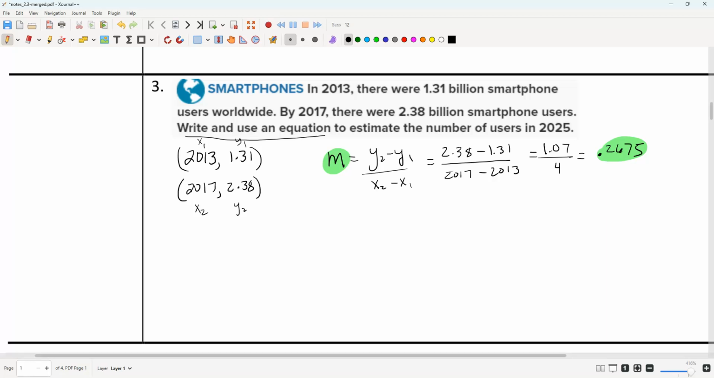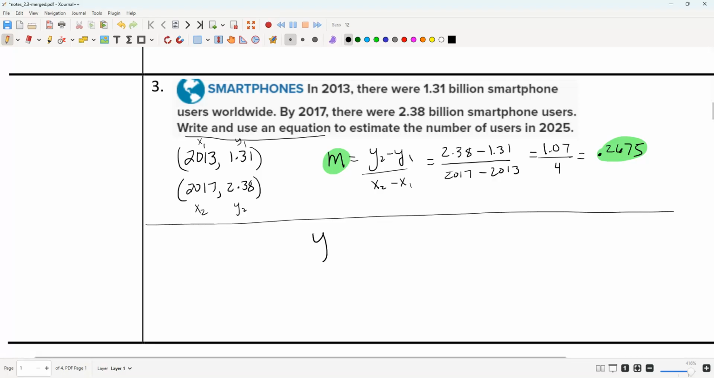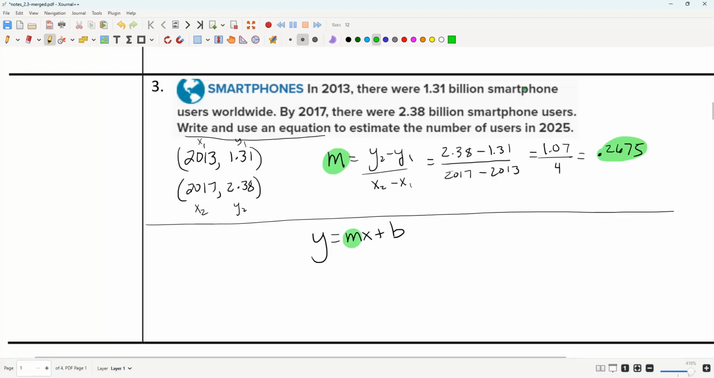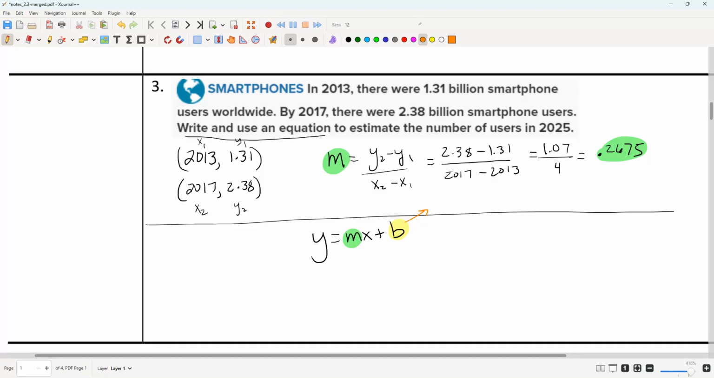So with this, there's a couple different ways we could go. I'm just going to choose the slope-intercept form. So I'm going to say y equals mx plus b. And we can use this as our form because we can see that we already know the slope. And the b value is typically thought of as our y-intercept, or you could think of it as our starting value. So we can interpret this situation as, well, the starting value in this case is 1.31.